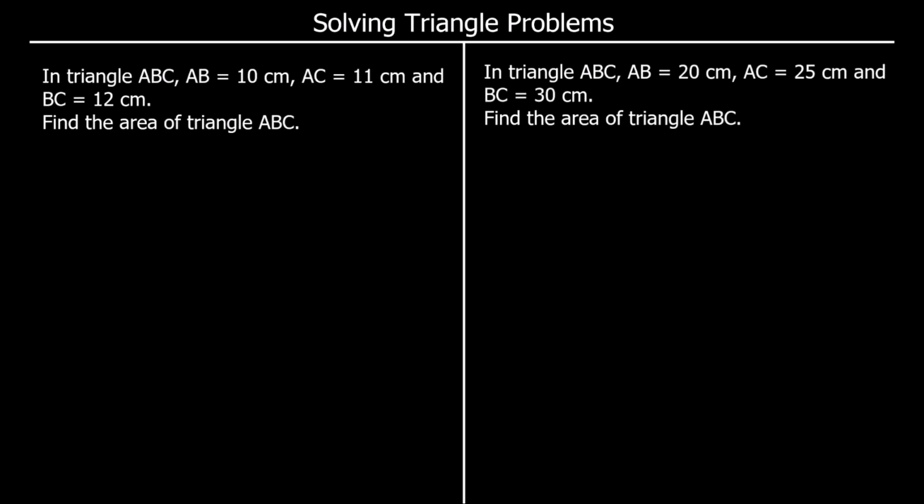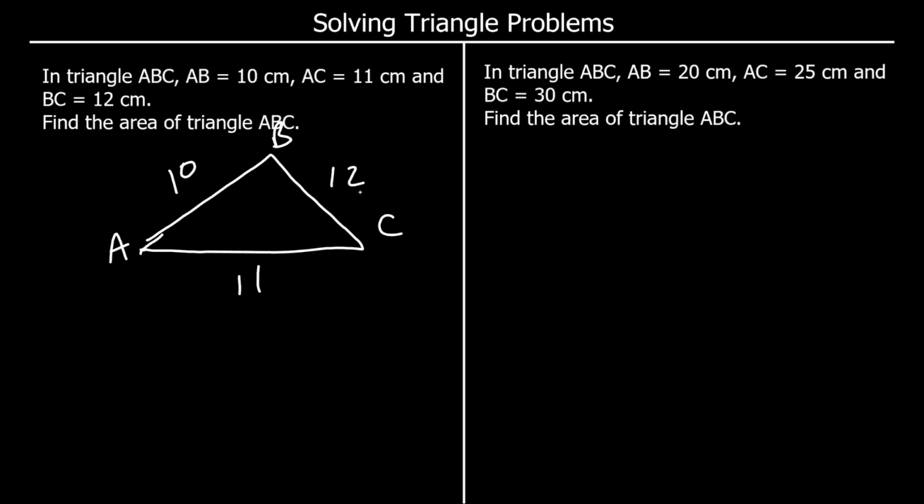And another question in triangle ABC. Again, draw it out. So A, B, C, 10, 11, 12. Find the area. So we've got 3 lengths. We need the area. We can't go from 3 lengths to the area, so we're going to find an angle. So we'll use the cosine rule to find an angle. It doesn't matter which one.